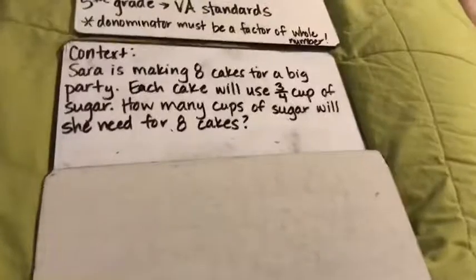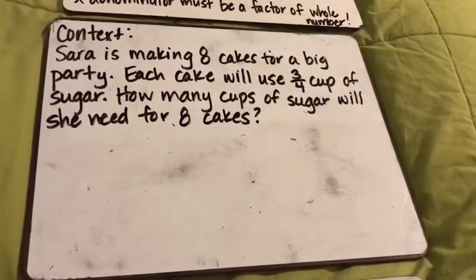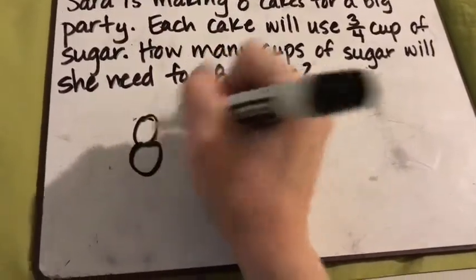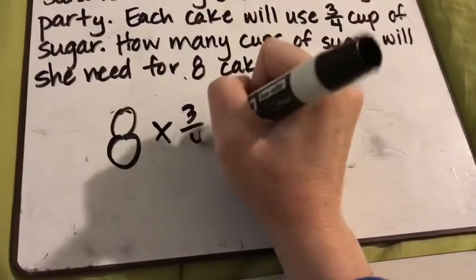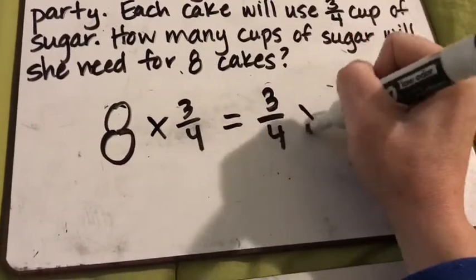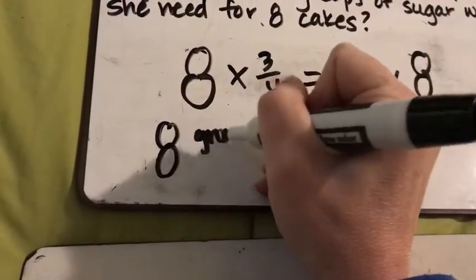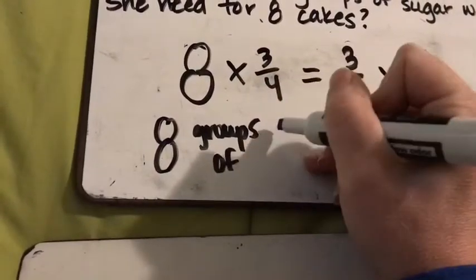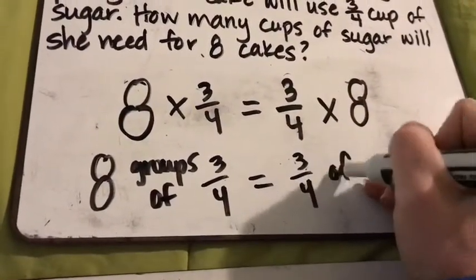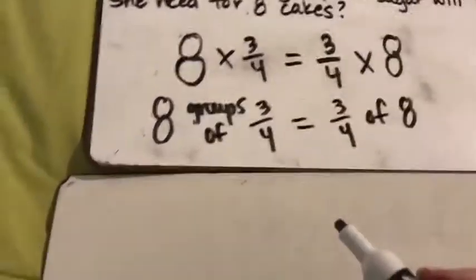So let's think about what this problem is asking me. It's telling me that I'm going to have to make 8 cakes and that each cake is going to use 3/4 of a cup of sugar. So that means that I would have 8 groups of 3/4, or I could use that commutative property and think about it as 3/4 of 8. So again, this is 8 groups of 3/4, and this would be 3/4 of 8. So let's start by modeling the 8 groups of 3/4, okay?